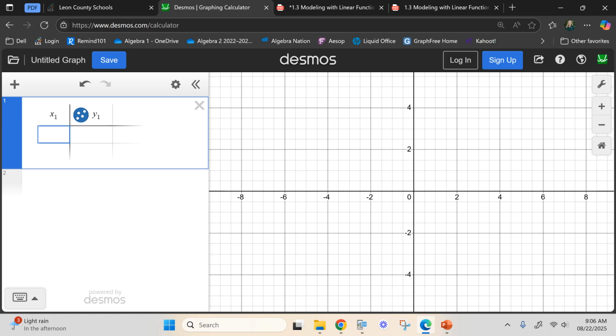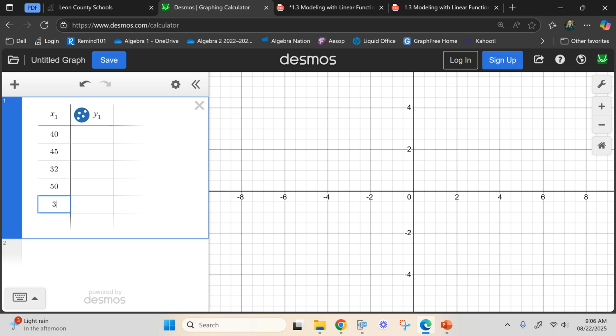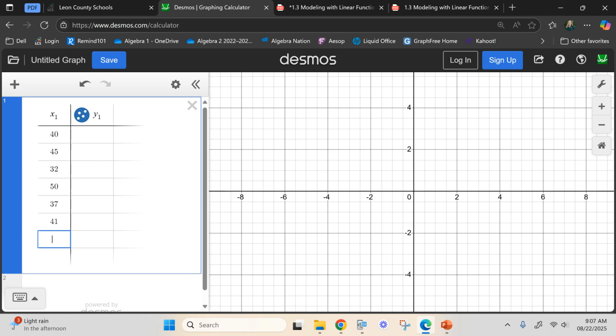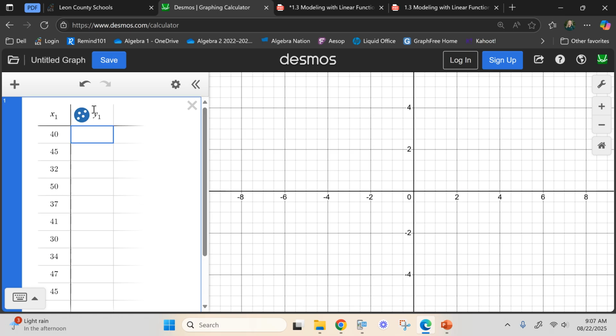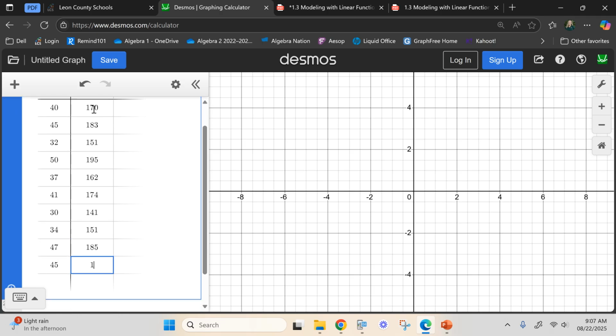So all of my X's for my femurs, it was 40, 45, 32, 50, 37, 41, 30, 34, 47, 45. And then you're going to type in your Y values. 170, 183, 151, 195, 162, 174, 141, 151, 185, 182.